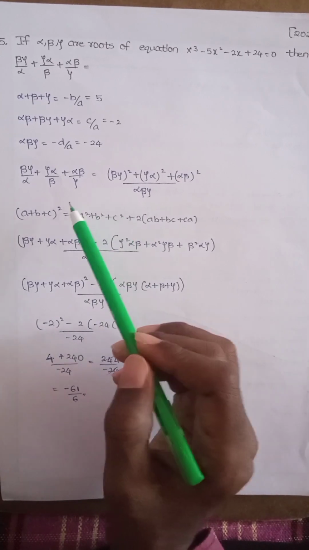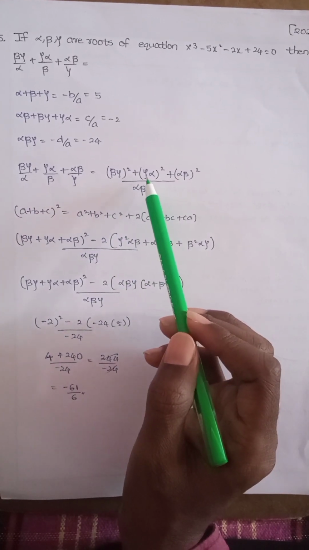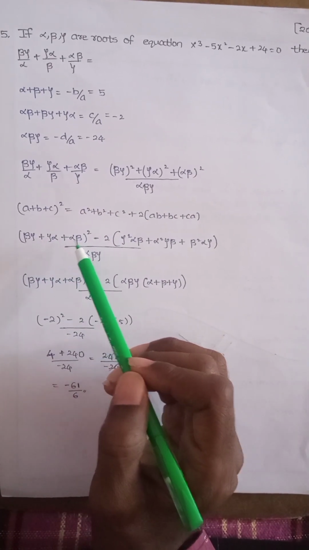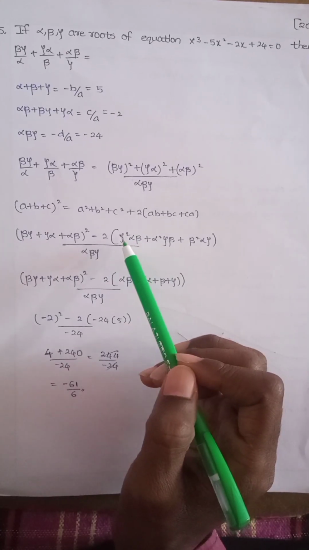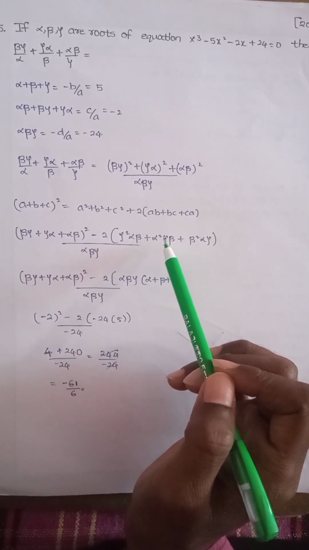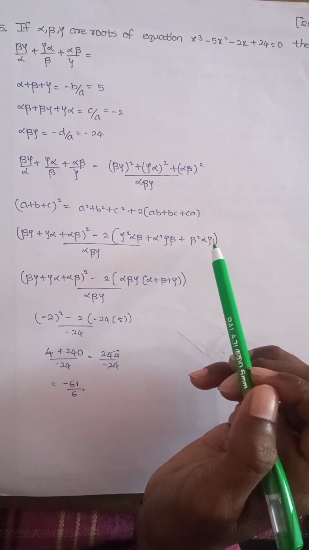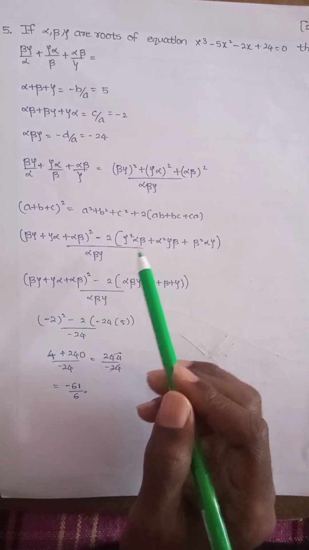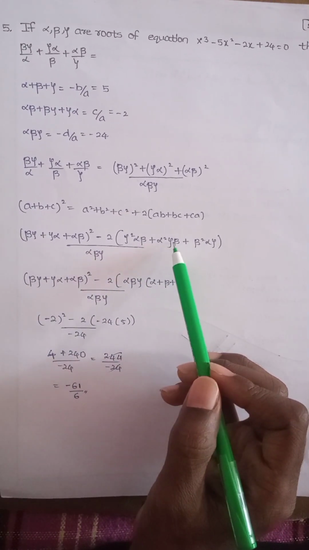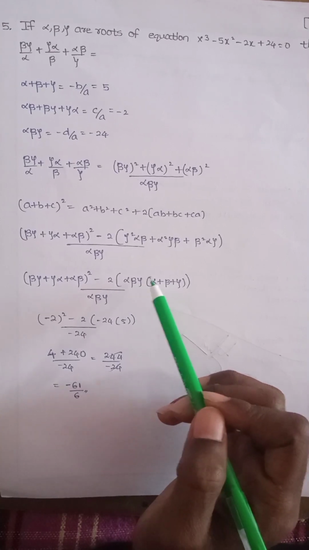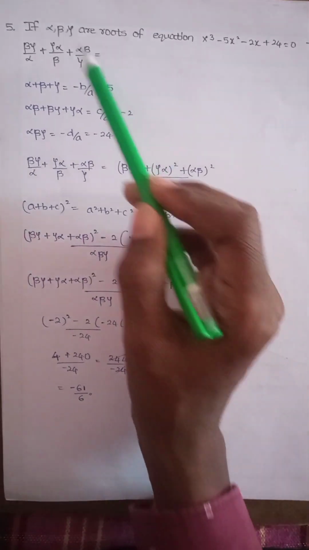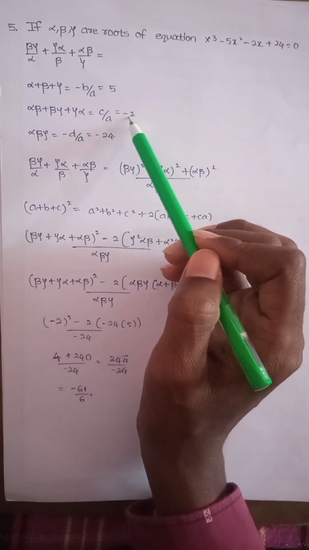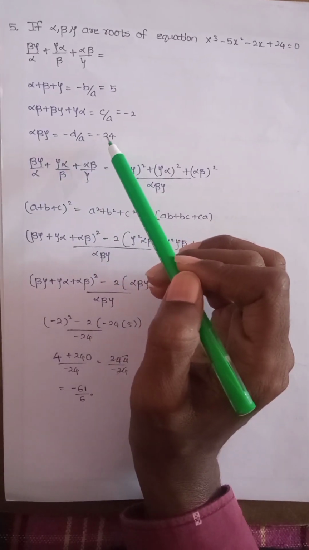So substituting a as beta gamma, b as gamma alpha and c as alpha beta, we can get beta gamma plus gamma alpha plus alpha beta whole square minus 2 into gamma square into alpha beta plus alpha square into beta gamma plus beta square into alpha gamma, by alpha into beta into gamma, right? Now from this, taking alpha beta gamma common, we can get alpha beta gamma of alpha plus beta plus gamma, and we know that alpha plus beta plus gamma is 5, alpha beta plus beta gamma plus gamma alpha is equal to minus 2, and alpha beta gamma is equal to minus 24.